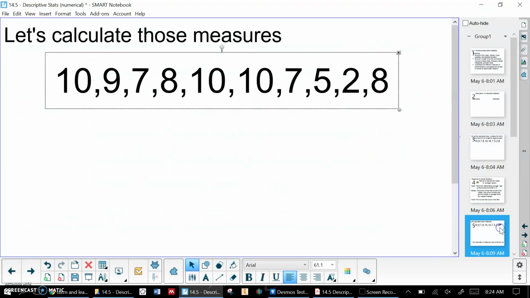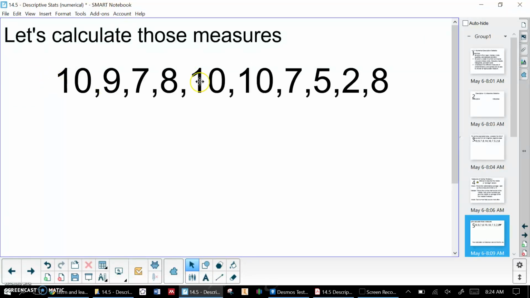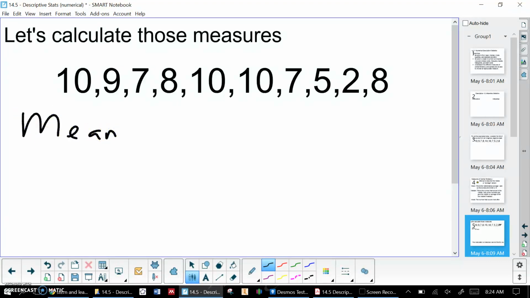So let's go ahead and take our data here that we've got, and let's calculate those measures. First of all, let's start with the mean. Remember, we add them all up and we divide by however many there are. In this case we'd add them all up. I did this ahead of time. I got 76, and there are 10 scores, so that would be 7.6. That tells us that our average score here is 7.6.